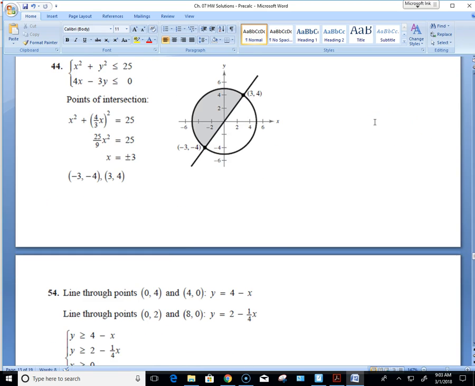Could you have used your calculator? Yes, but what would you have had to do? Did anybody do it? I mean, you could have, but what would you have had to do? AJ? Right. Did you get a half circle? Okay. How did you try to put it in your calculator?